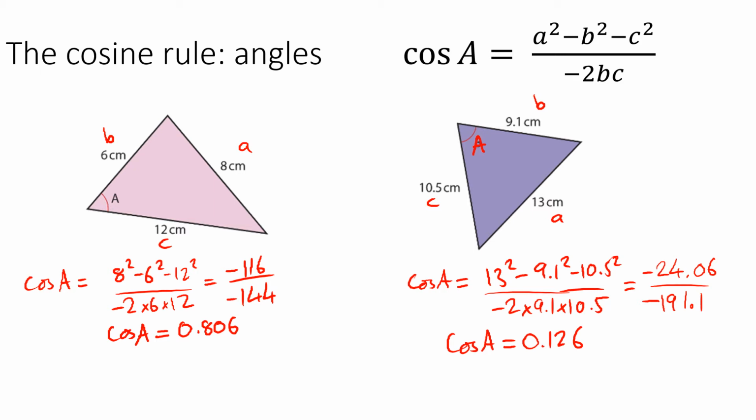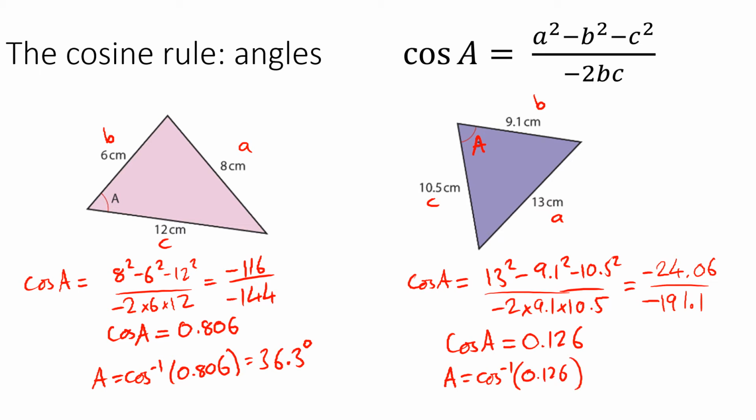What do we need to do to find the angle? Of course, we need to use shift cos. So we'll do that on the first one, and we'll end up with an angle of 36.3 degrees. An excellent answer. And on the second one, we'll end up with a much bigger 82.8 degrees. Not squared, degrees. Yeah, hopefully that makes sense as well.